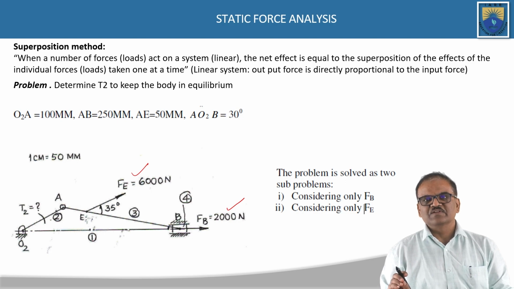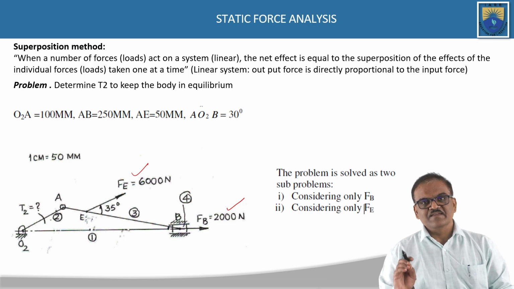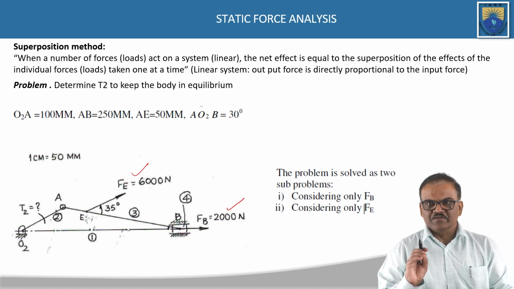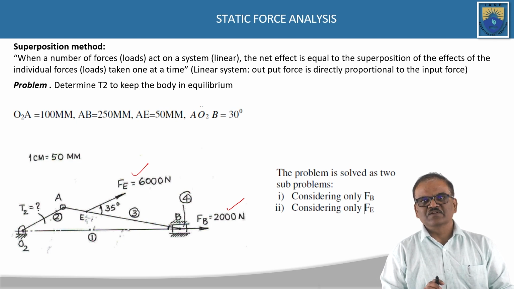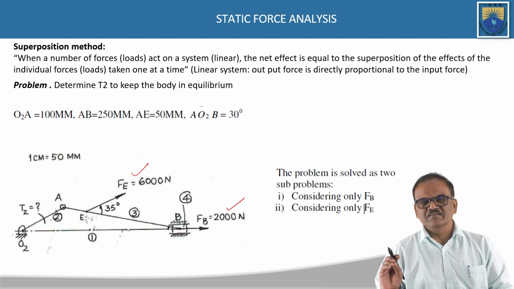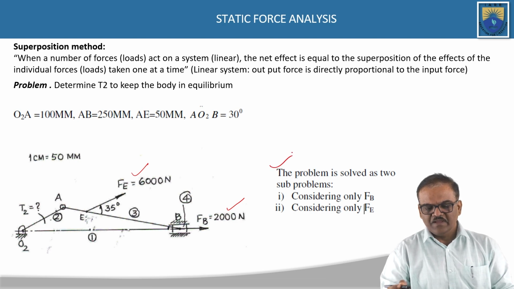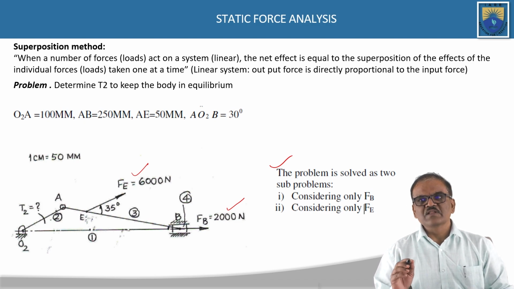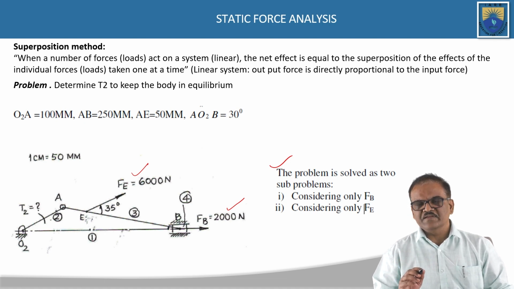That is 6000 newtons applied on the connecting rod AB, link 3, which is oriented at 35 degrees to the link AB. So the resulting output T2 is a vector in both cases. The effects of FB, 2000, and FE, 6000, will be added vectorially, and the resultant torque is the net effect on the given mechanical system. The problem is solved as 2 subproblems, considering only FB and getting the result, and considering only FE and getting the result.